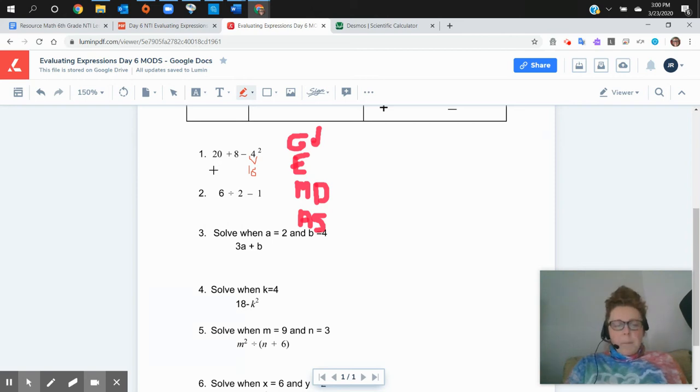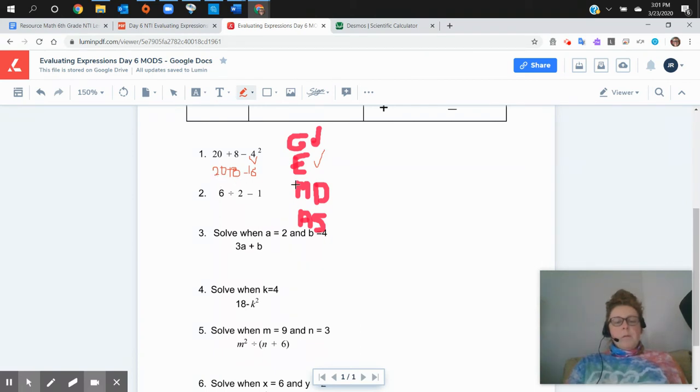I'm going to go ahead and copy everything else down as best I can with this pen that I haven't used yet. So I haven't used the 20, the plus, or the 8. I'm going to copy that down. And then I'm going to copy down that minus sign because I haven't used that yet. Now I start from left to right, and there are no more exponents, so I can go ahead and check the E because I'm done with that.